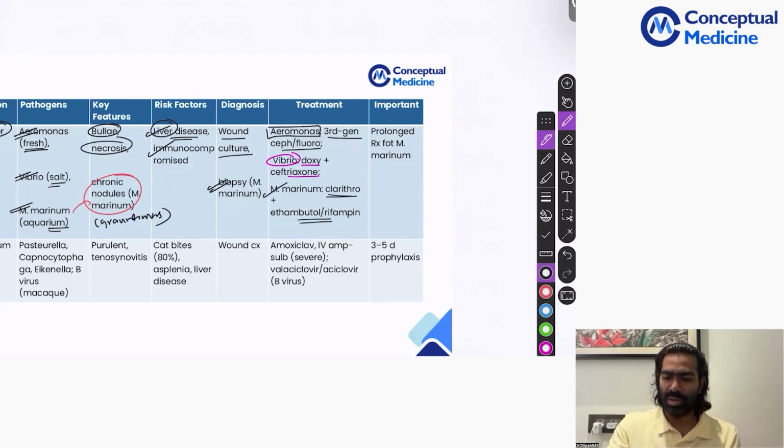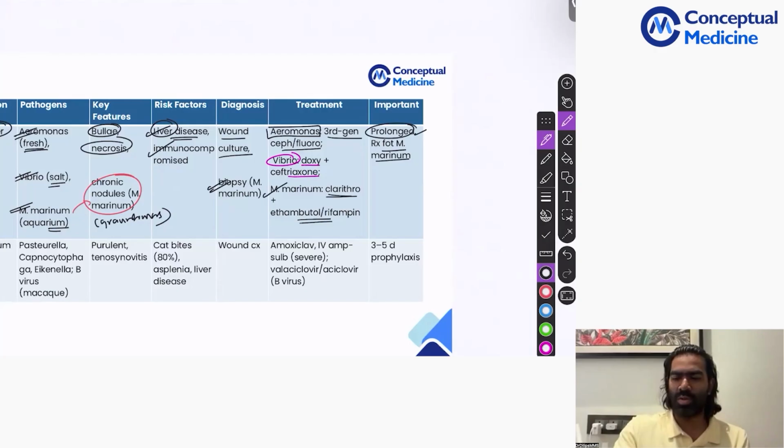And remember, treatment for Mycobacterium marinum requires a prolonged course of antibiotics, because after all, it's a mycobacterial species. A minimum of 3 to 4 months of antibiotics is recommended, but you can extend up to 6 months also. But 3 to 4 months is what is recommended by most guidelines. So I can write 3 to 4 months for most Mycobacterium marinum infections. Again, you have to tailor the antibiotics based on the culture data, but you need to give combination therapy for sure.